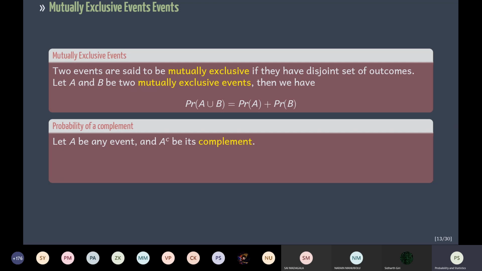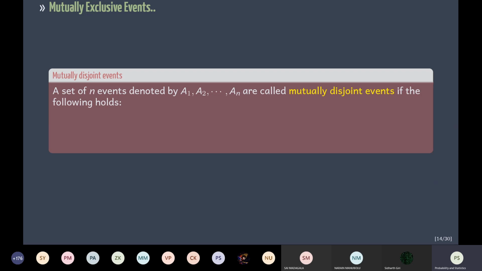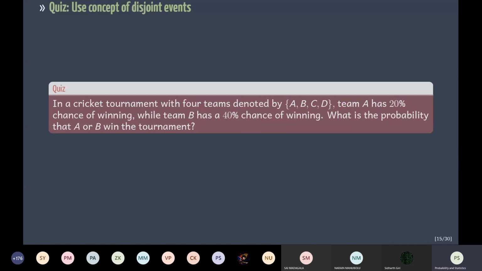We have seen this, and we have also seen that the probability of the complement is 1 minus the probability of A. The same thing can be extended to n events. A1 to An are called mutually disjoint events if we can sum up all of this. We have seen this, and it also holds for infinitely many events. Now, let us try to answer this question.